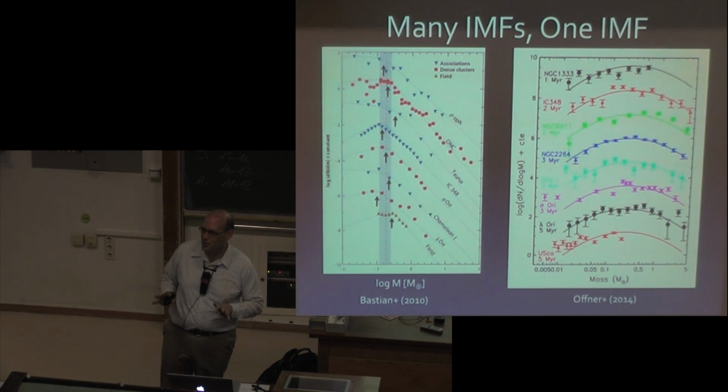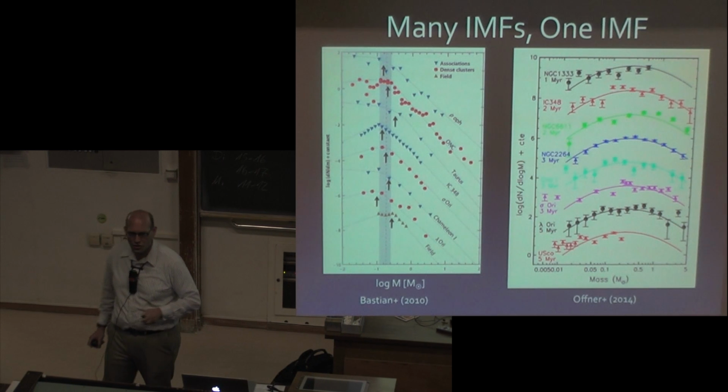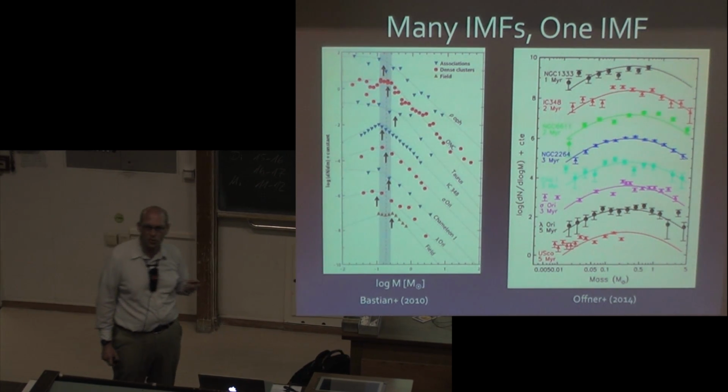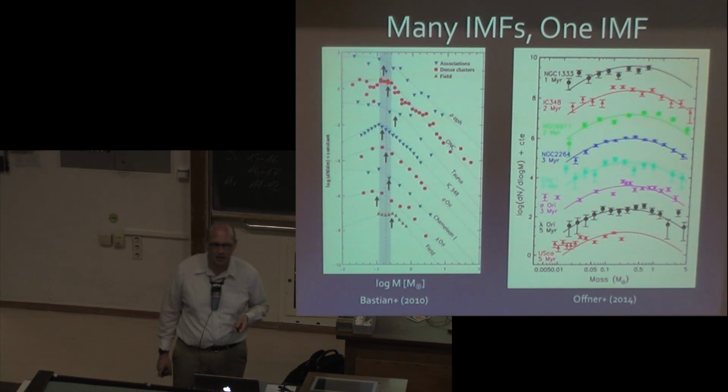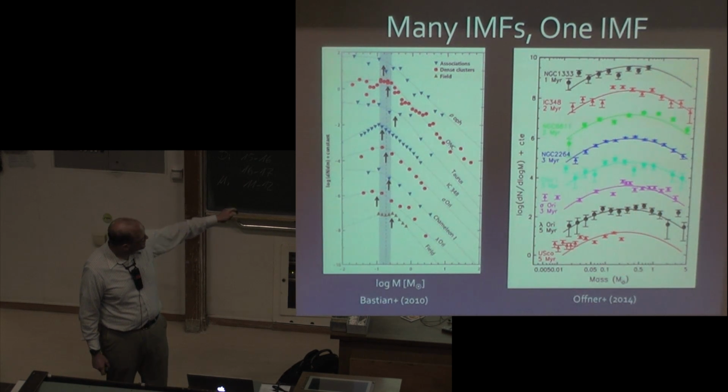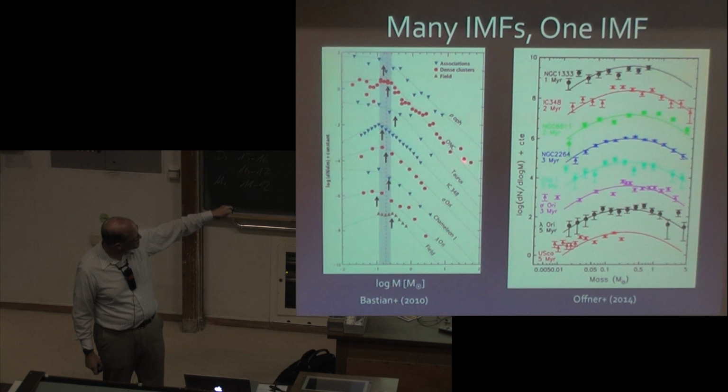What I want you to notice about all of these distributions is that they are generally consistent with there being a characteristic peak somewhere between 0.1 and 1 solar masses. And these are wildly different regions, I should mention. Here we've got, for example, Taurus, IC348, Sigma Orionis, and the ONC.